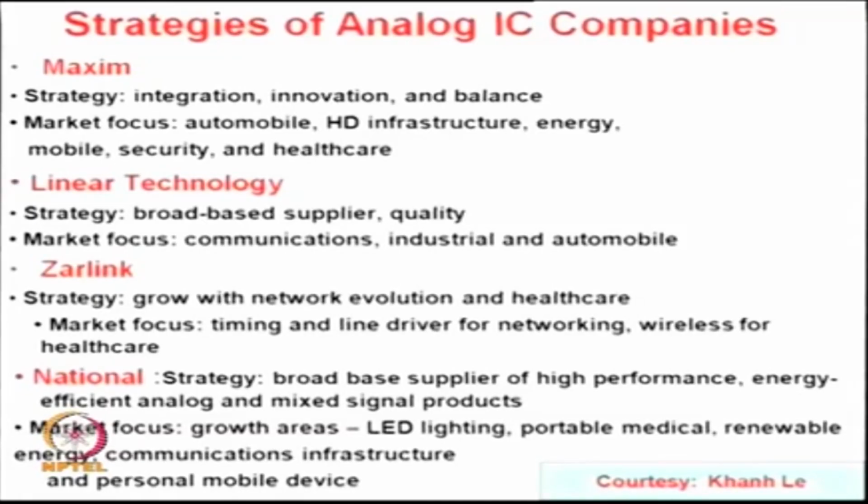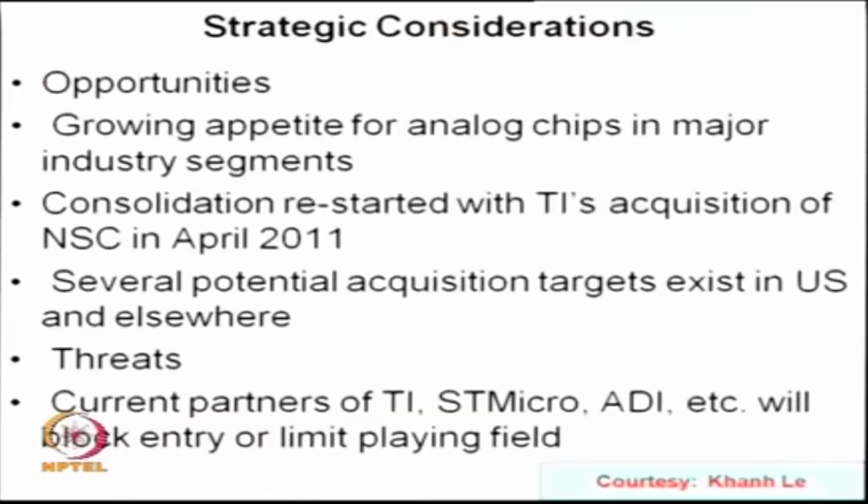National's strategy is a broad based supplier of high performance, energy efficient, analog and mixed signal. The most important part which you can see is what the opportunities are, what the growing appetite for analog chips in industry is, consolidation restarted with the problem, this is called disruption. Last year Texas Instruments picked up one of the largest semiconductor companies other than International Semiconductor, they just picked it up.